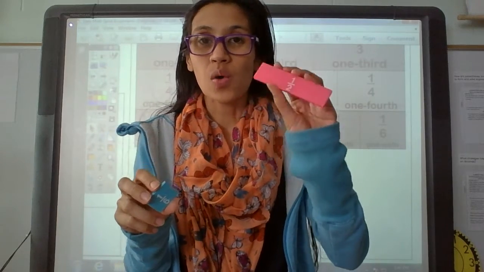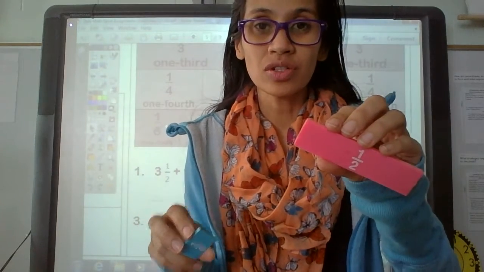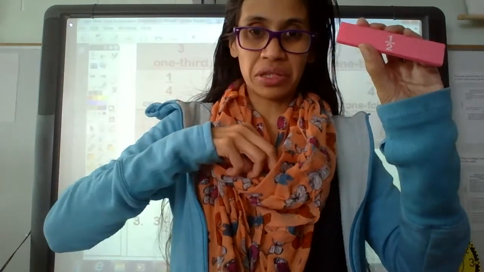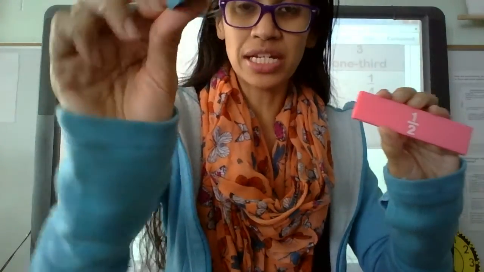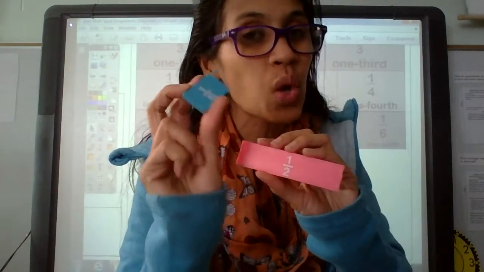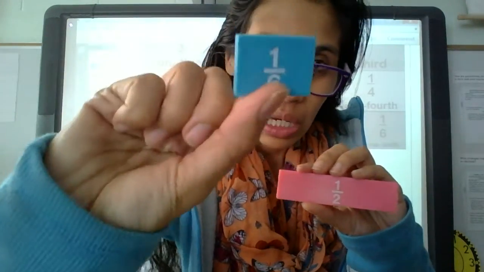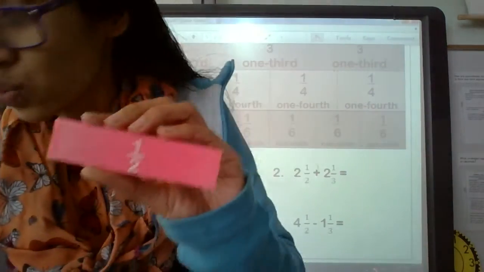We can make 1/2 into 6s. So let's see. Now I can't use that. Let me put it right there. I can't use this 1/6, okay? Because I need to add it together. So I'm gonna put it right here. All right. So I need 1/6.